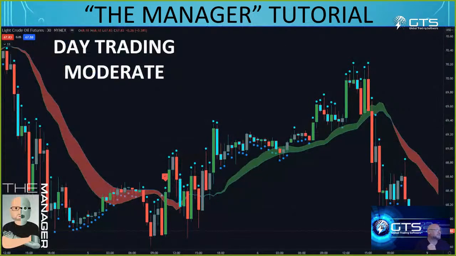So this is a different example. This is light crude oil, okay? So this is on the 30-minute this time, okay? We have a parabolic move, and we're on the day trading moderate, because that's always our starting point, if you like. We've got the day trading moderate. As we can see here, we have this big parabolic move. You know, 30-minute time frame, you're probably going to let this run overnight, to be honest.